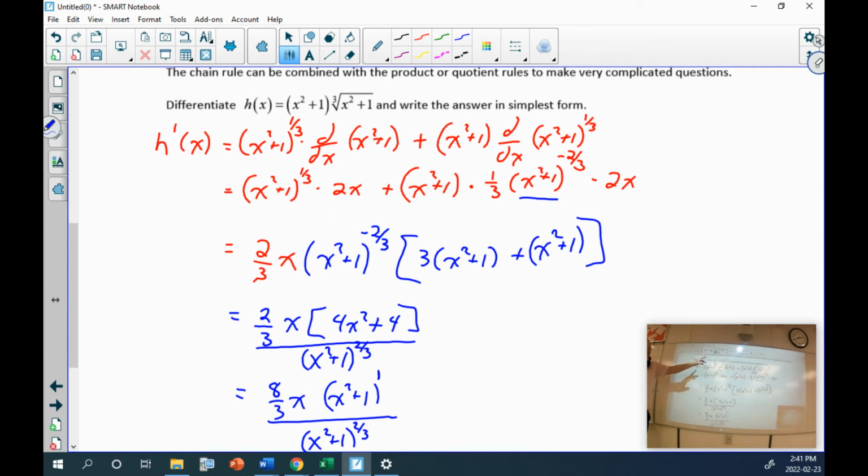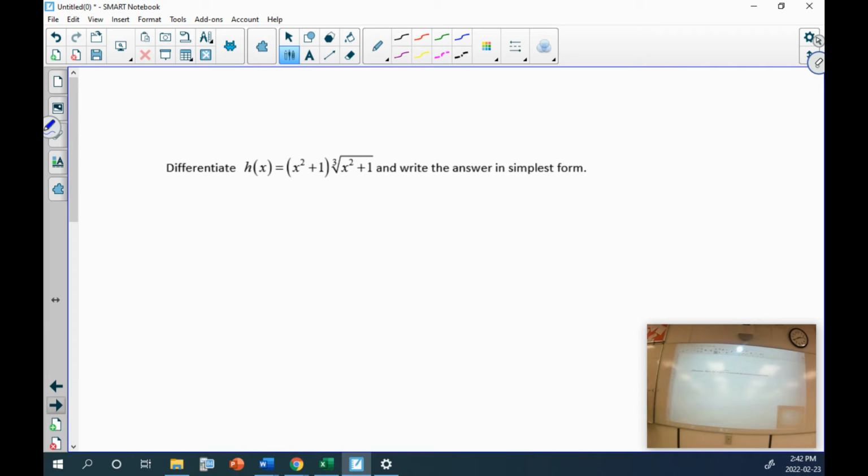Yeah, that's an easy one. I could have tidied that up to x squared plus 1 to the power of 4/3, and it wouldn't have required all this. I just did that. Why am I doing it again?